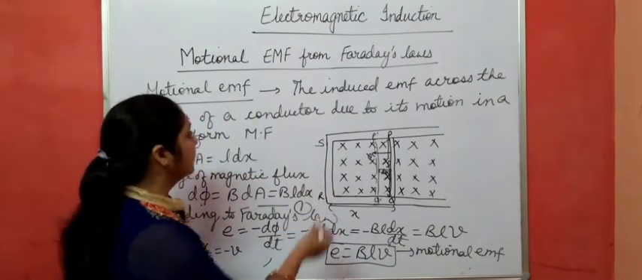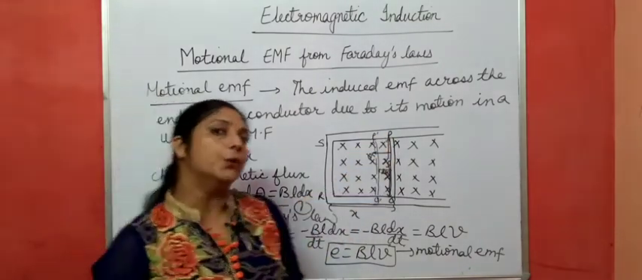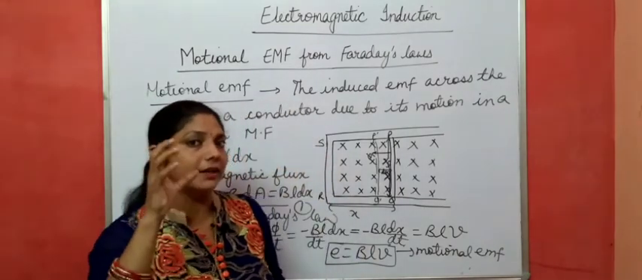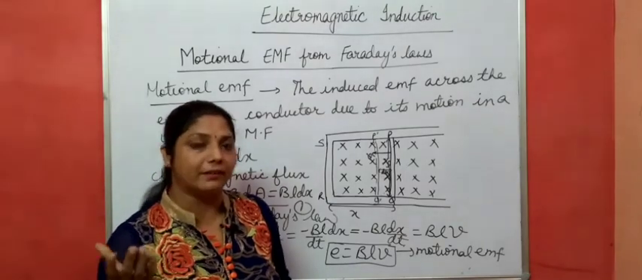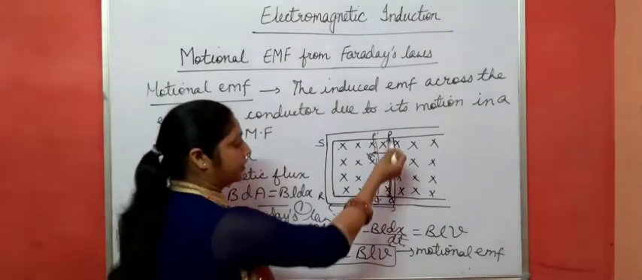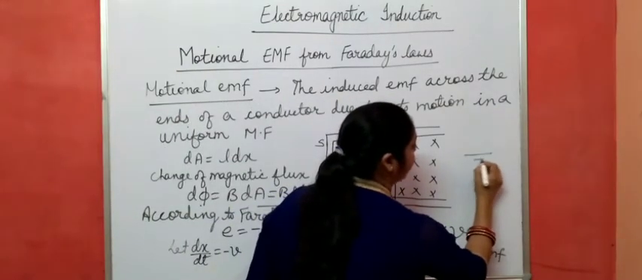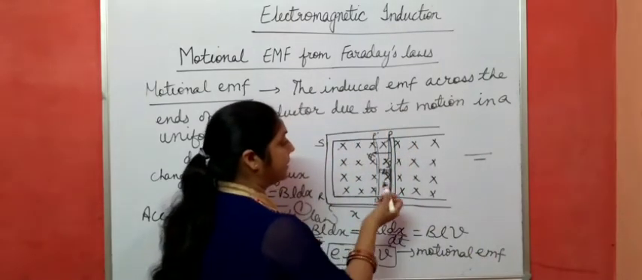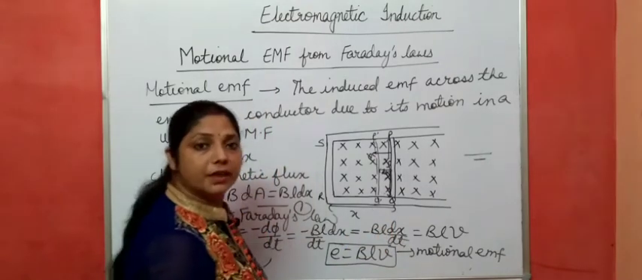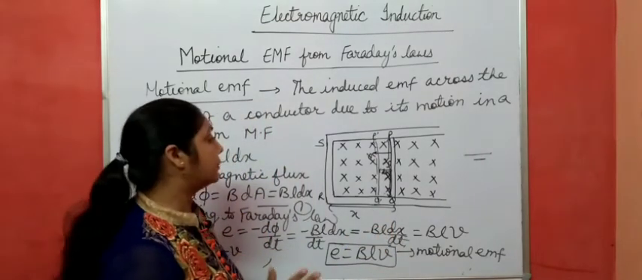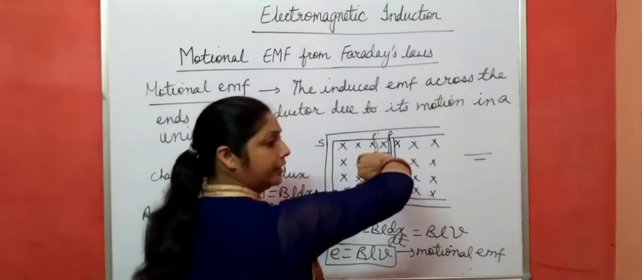So this is the EMF induced across this conductor, and you know that if an EMF is induced across a conductor, that conductor behaves like a battery. So this PQ behaves like a battery. One terminal is positive and one terminal is negative. But which side is positive and which is negative? This you can also find by the right hand thumb rule. Suppose motion is along this direction, and the field is inward.